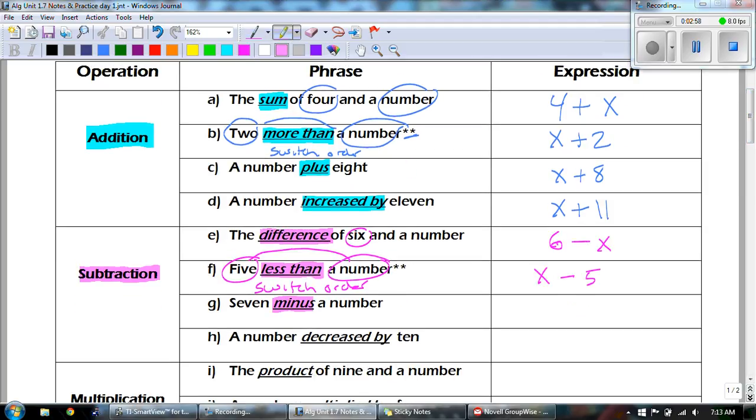7 minus a number. Pretty straightforward. And then a number decreased by 10. So you look to see what comes first, do your operation, and then the number 10.